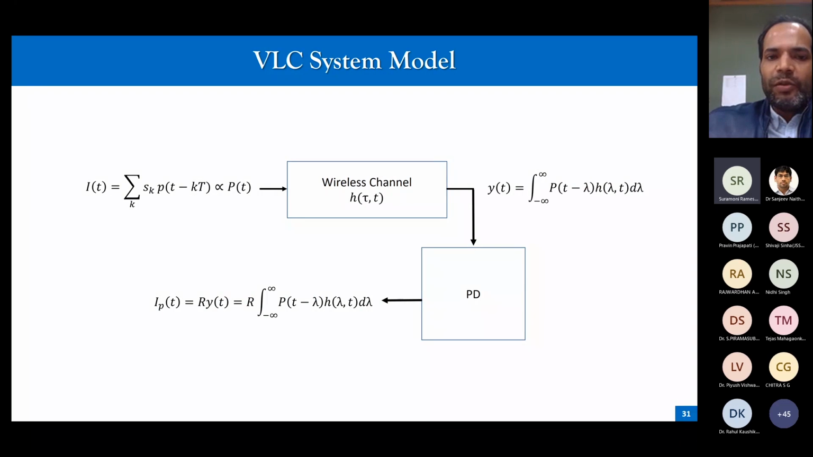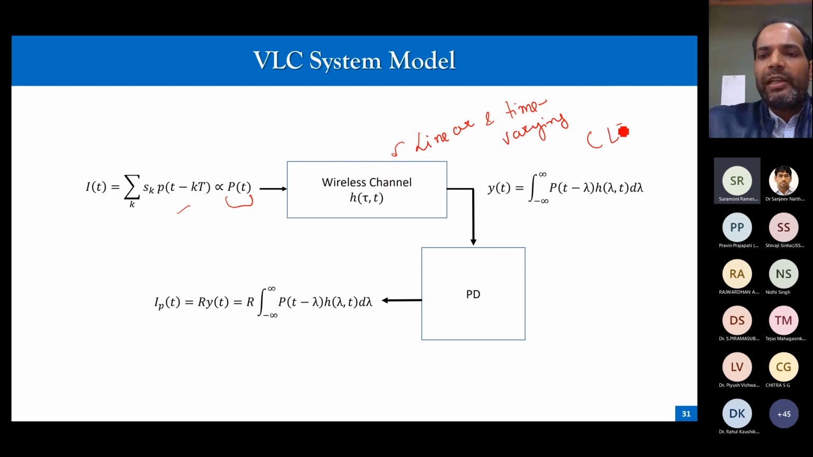And things can go on becoming more complicated. So we have seen that PT is proportional to the current. That's fine. Then VLC is a wireless channel. You have to transmit a signal in the air, and any wireless channel is linear and time varying. I will not go into the details of that. In signals and systems, you must have studied LTI, linear time invariant channels. So it's not linear time invariant, it's linear time varying.